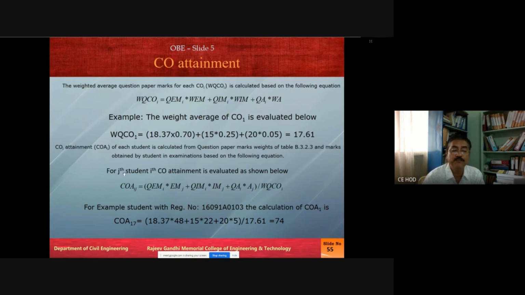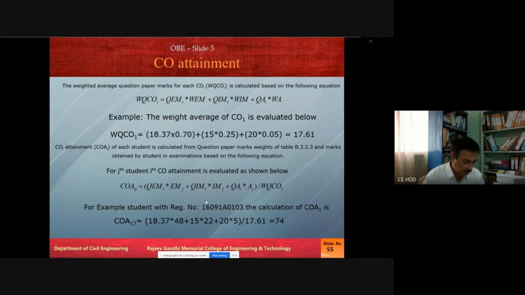Next, coming to CO attainment of each student. For the jth student of the ith CO, CO attainment of a particular student is calculated as the percentage of marks of end exam into the weightage of how many marks he got in the end exam, plus the same for internal marks and for assignment, divided by the weighted average.